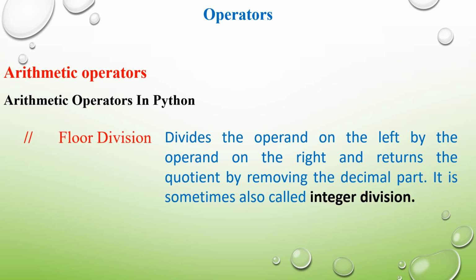The next arithmetic operator is double slash, that is the floor division. This divides the operand on the left by the operand on the right and returns the quotient by removing the decimal part. That means it will return only the integer part, whereas the decimal part will be truncated. It is also sometimes called integer division.